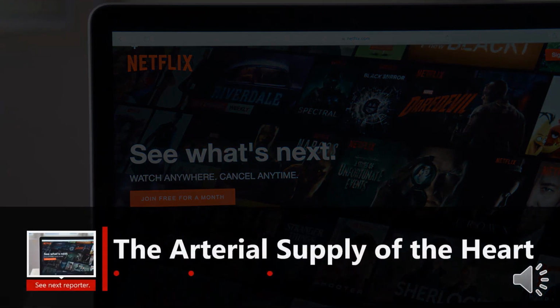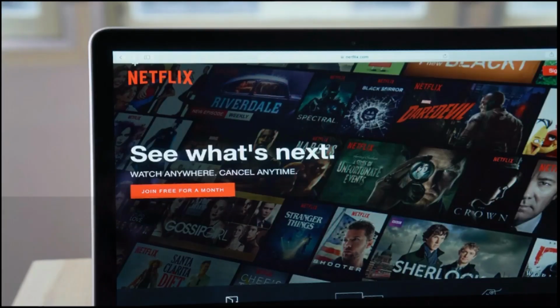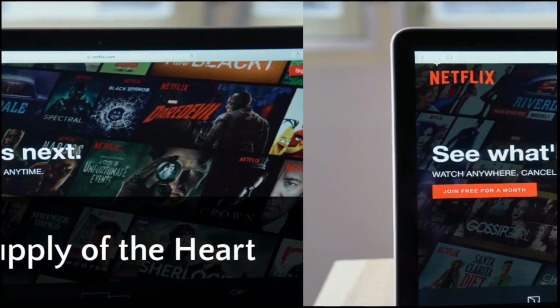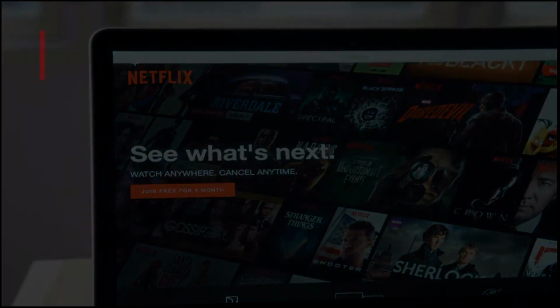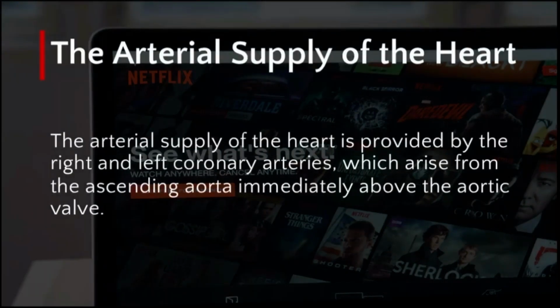So the next reporter will be talking about the arterial supply of the heart. The arterial supply of the heart. The arterial supply of the heart is provided by the right and left coronary arteries, which arise from the ascending aorta immediately above the aortic valve.